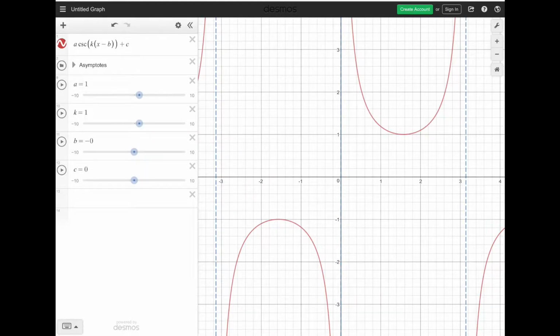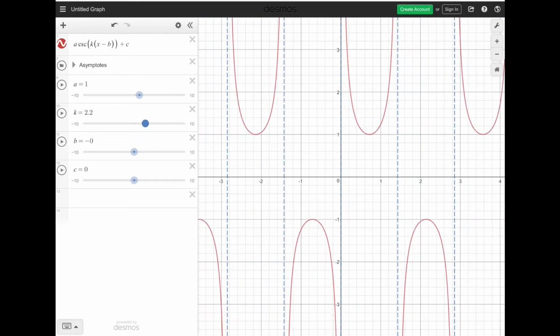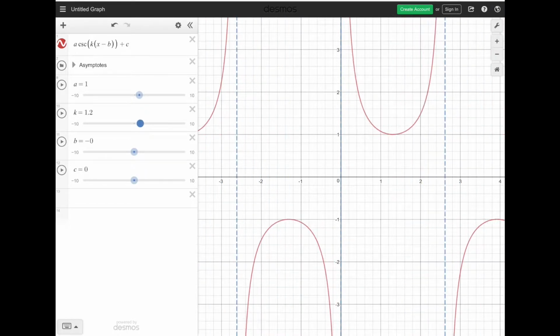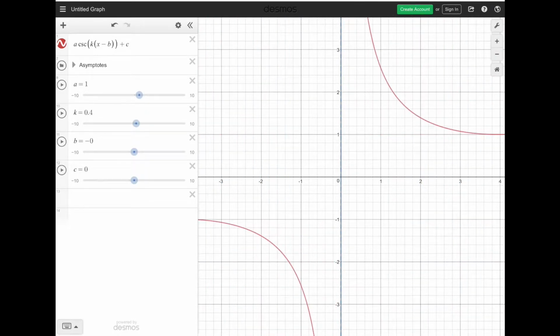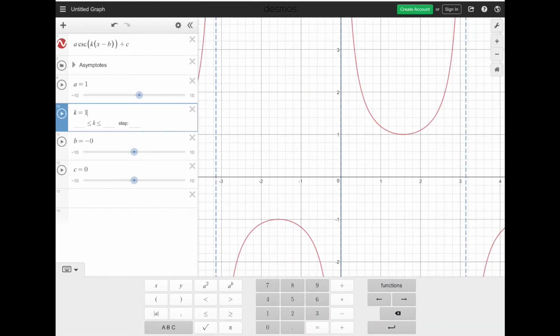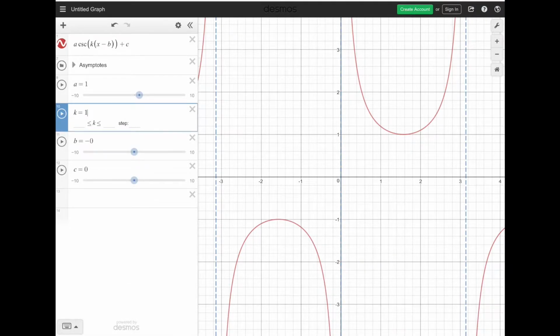Now, like we discussed before, if I modify k, if I increase k, that should compress the graph of cosecant, because we're shortening the period of the function. By definition, cosecant's period is 2 pi over k, so if k gets larger, then the period gets smaller. Just like that. And again, if we decrease k, the period will get larger. Very slowly, like that. So I'll turn this k back to 1. So k is 1. Back to our standard form of the function.